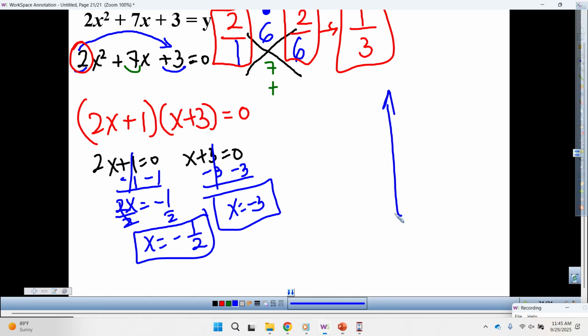Our quick graph, let's see. Negative 3, negative 1/2. What is my y-intercept? My y-intercept is positive 3. So, my graph.